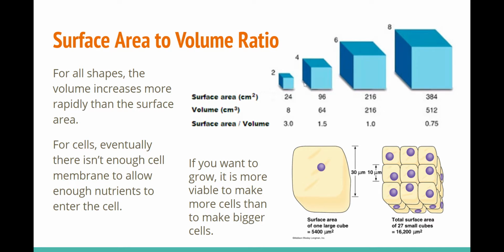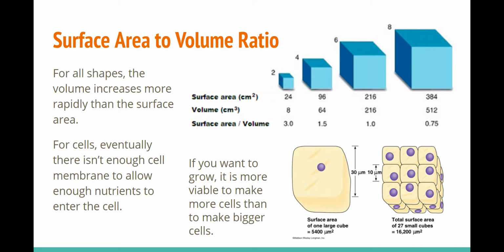So here we have 4 cubes with an edge. Each edge is 2 centimeters, 4 centimeters, 6 centimeters, and 8 centimeters. And as you can see, the surface area will increase by a square, so 24, 96, 216, 384. But volume is increasing cubically. So it's 8, 64, 216. It used to be behind, now it's the same. 512, now the volume is a bigger value than your surface area. So that surface area to volume ratio keeps shrinking as you get bigger.